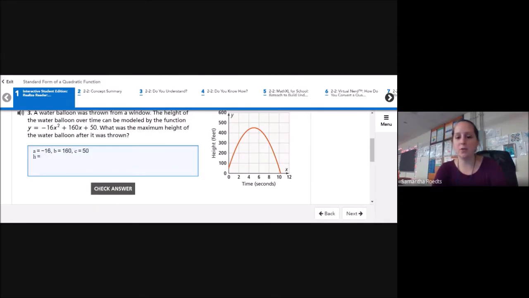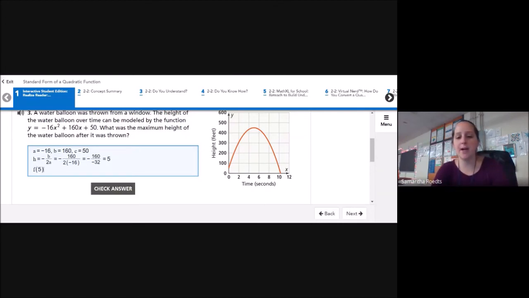So I want to find h, which is -b over 2a. So that's -160 over 2 times -16 equals -160 over -32. 160 divided by 32 is 5. So my x value is 5.